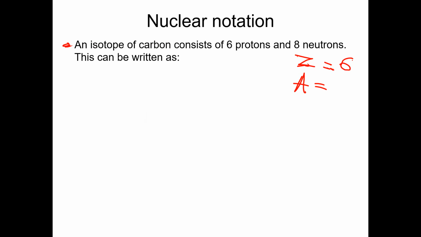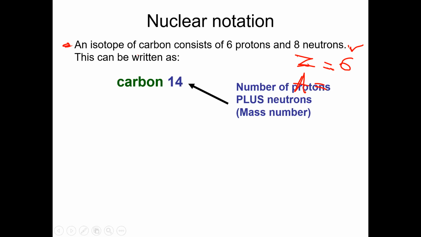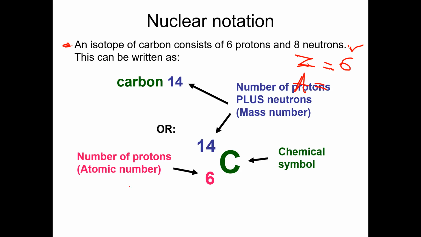Why? Because protons are 6. Okay, that is correct. And then atomic mass? 14. 14, very good. Okay, so we can represent that one using this letter here. I just want us to write this.